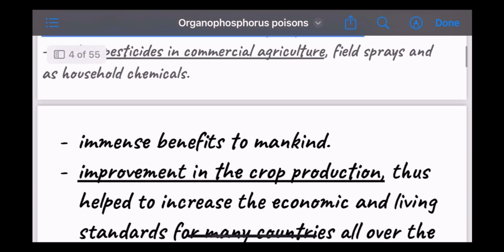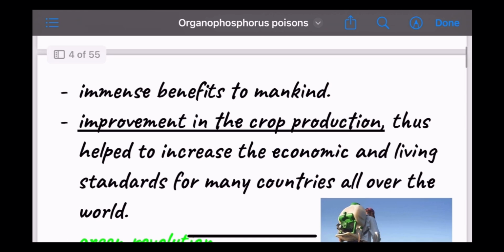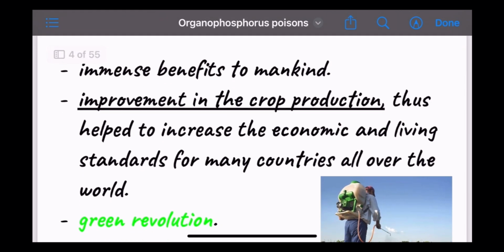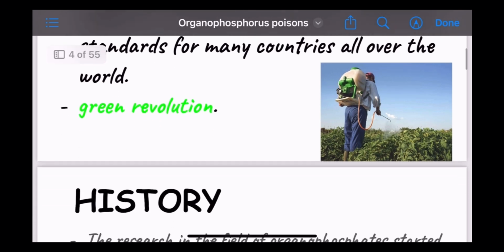Fine. Now it has immense benefits for mankind, improvement for crop production, thus helping to increase the economic and living standards for many countries all over the world, and it plays a major role in the green revolution to increase the health of the plants and everything, like it is used in agriculture.